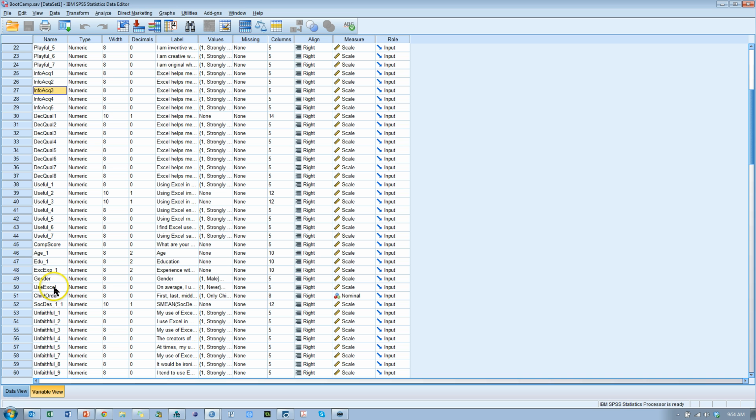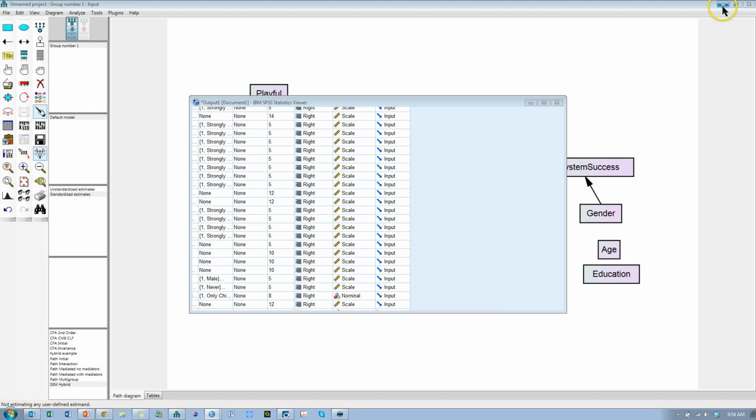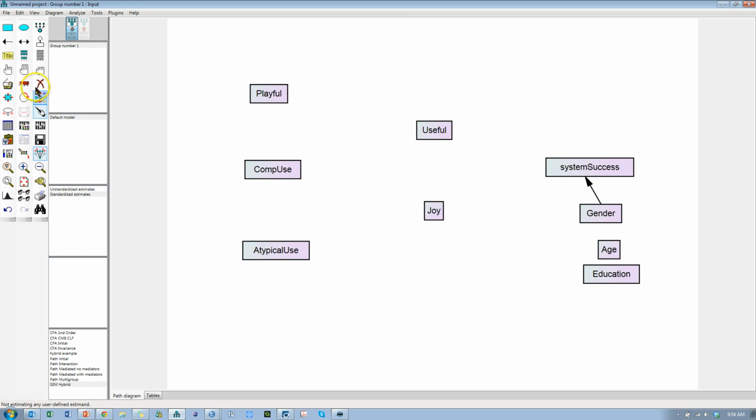Says 1 is male. 1 is male, 2 is female. So that means, let's say we have a positive effect between gender and system success. If 2 is the higher number and 2 is female, that means as gender increases, as you become female instead of male, that sounds so wrong, but you know what I'm saying, the effect is stronger. Therefore, for females, we would observe stronger effects in system success than for males. Male becomes this reference group.